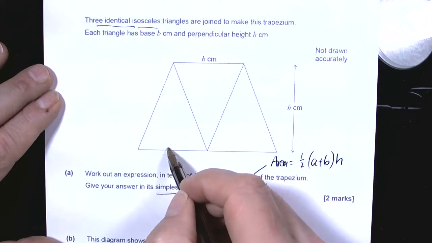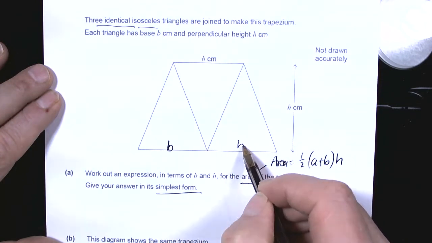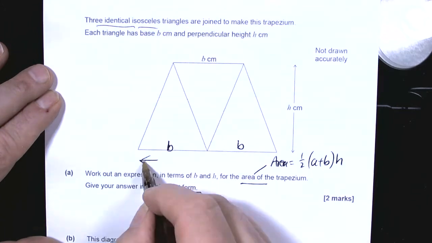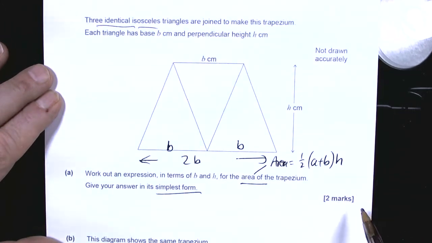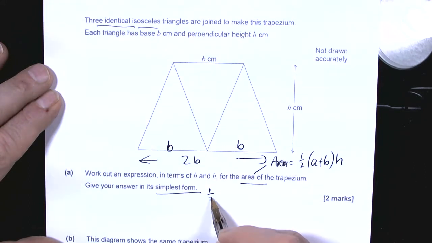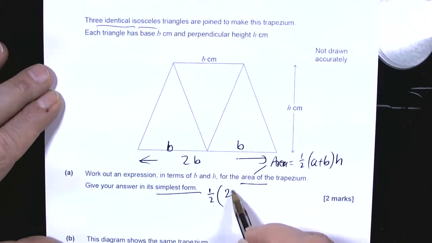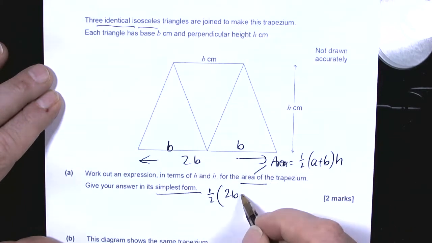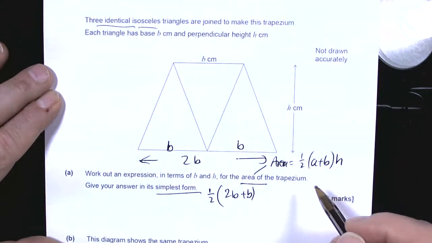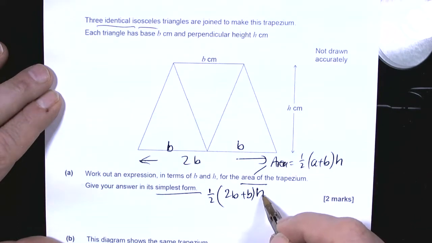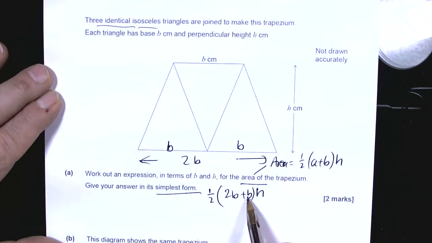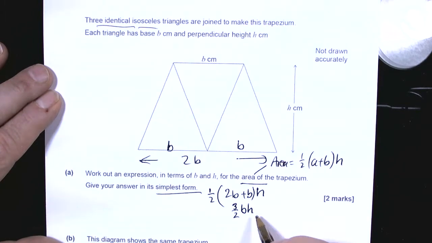So if this length's B, then this must also be B, and this must also be B. So in other words, this base length here is 2B. So when we are looking at this formula, we're going to replace the bottom length with 2B and the top length with B. And the height between them is H. And we've got here 3b over 2, so it'll be 3 over 2 b h. So that will give us the area as an expression.